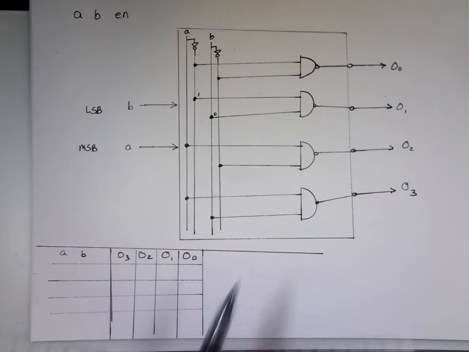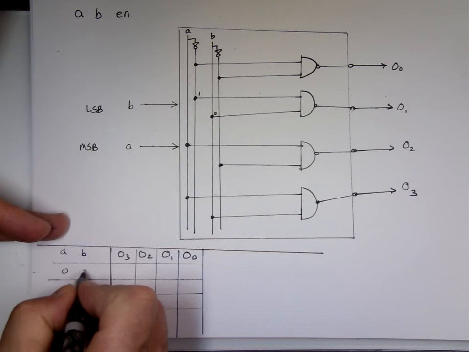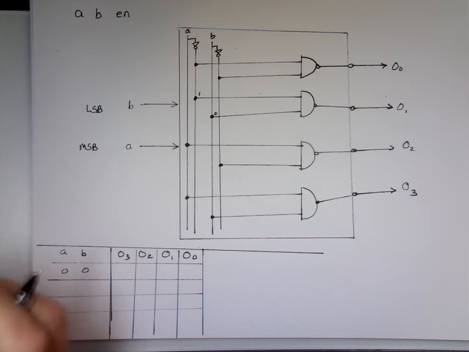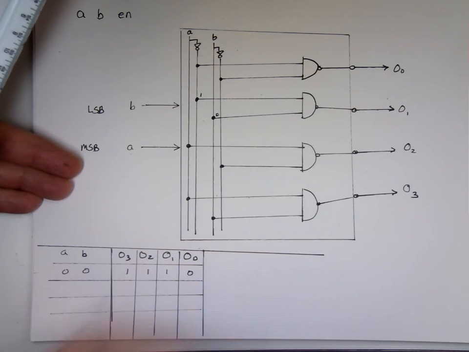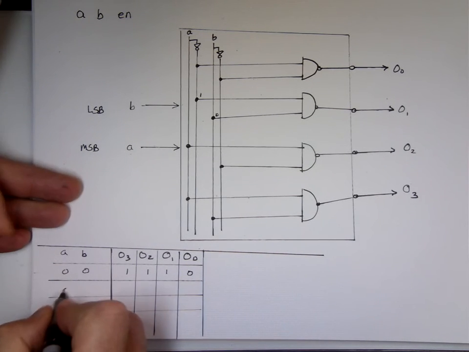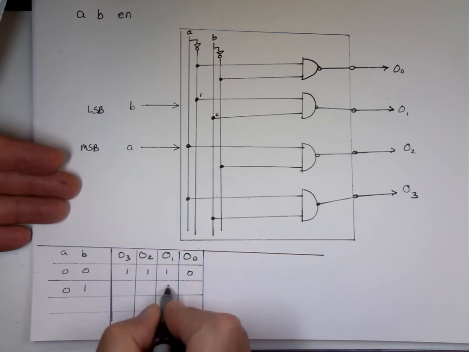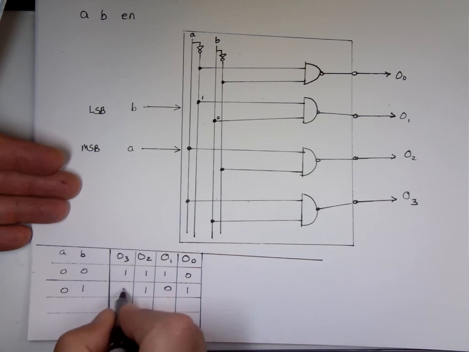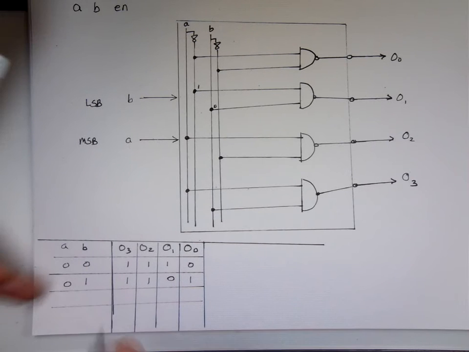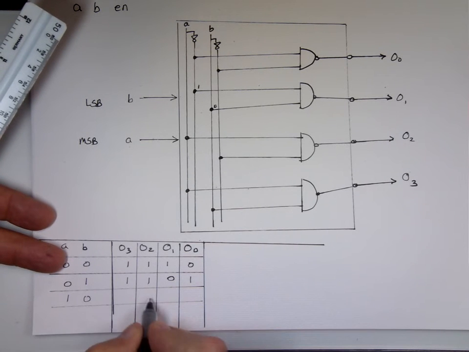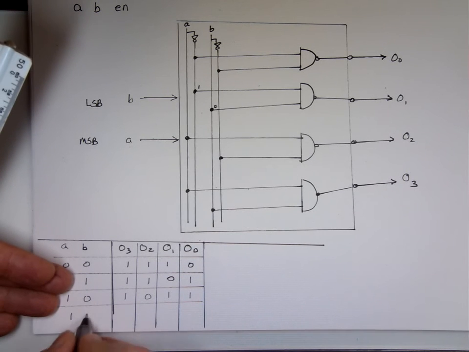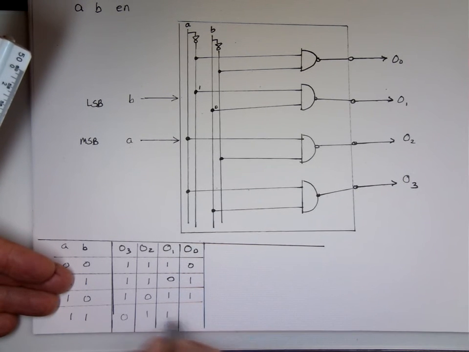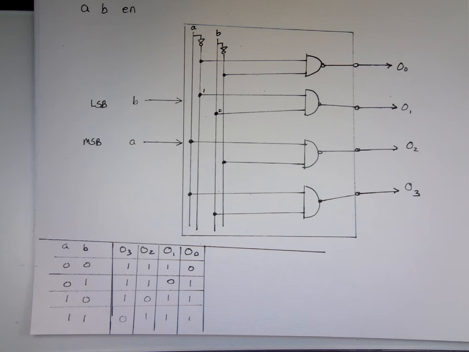So when you have 0, 0, which one of them is going to be off? 0 will be off and the rest of them will be high. When I put 0, 1, 1 will be off, the rest of them will be high. When I put in 1, 0, 2 will be off, the rest of them will be high. And when I put 1, 1, 3 will be off and the rest of them will be high. That's how that gate works, that decoder.